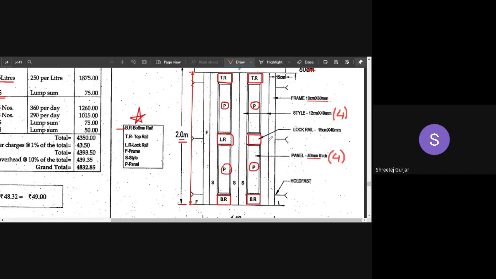Panels are 4 in number, and then these vertical members of the door shutter, 1, 2, 3, and 4, are called stiles. So we have 4 stiles, which are vertical members. Okay, and to these stiles your rails are attached, that is the top rail, locking rail, and bottom rail. So how many stiles? 4 stiles, 4 panels. Remember the number of panels that are required. All these numbers you have to remember, and you have to multiply to calculate the quantities.